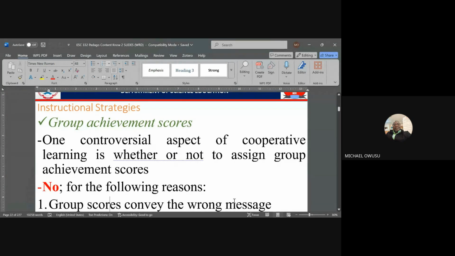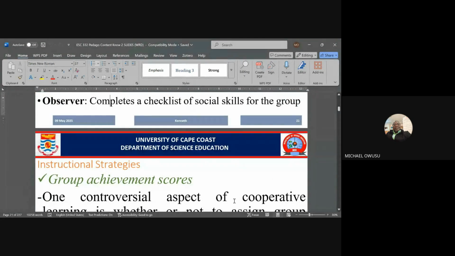One thing that we normally have, one controversial thing in cooperative learning, is whether or not to assign a group achievement score. Sometimes you say, okay, this group you have 10, this group you have A, this group you have this. So is it a good thing to do? Is it a good thing to assign scores to the groups at the end? If it is good, why? If it is not good, why?